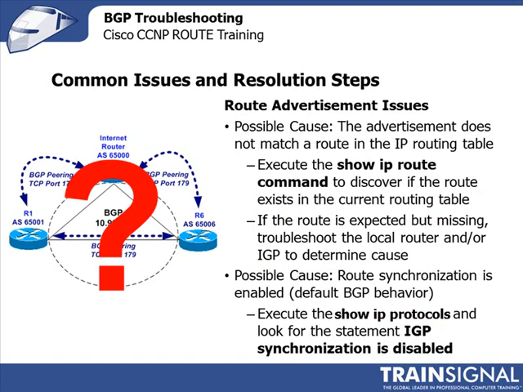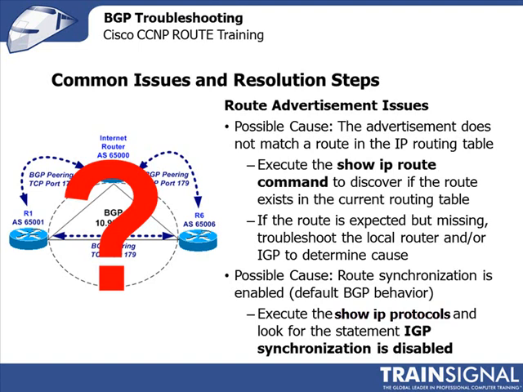Another reason for a route advertisement problem is that the particular route being injected into BGP, in this case by the network statement, is not matching a route in the IP routing table. Remember, there's a certain amount of matching that has to be done in that regard. First, execute the show IP route command, not just for a particular protocol, but just the command like that, in order to discover if the route indeed exists in the current routing table. If the route is expected to be there and it's missing, then you have some questions to ask. Is an IGP issue going on? Was it never configured to start with? You may take the same troubleshooting principles and apply them to the IGP to see if there is a particular issue that's preventing that route from being installed in the routing table.